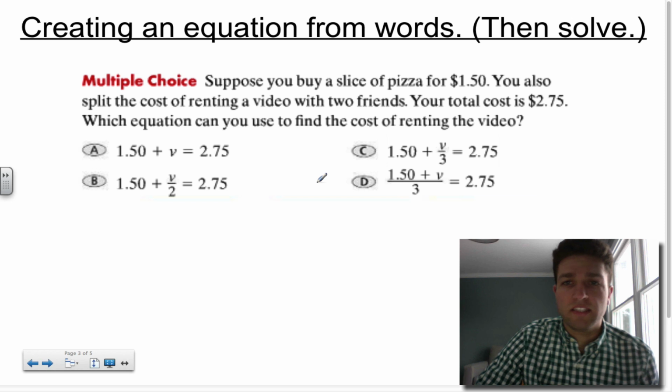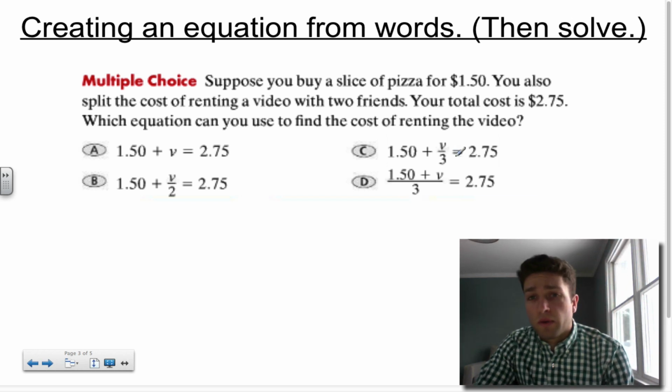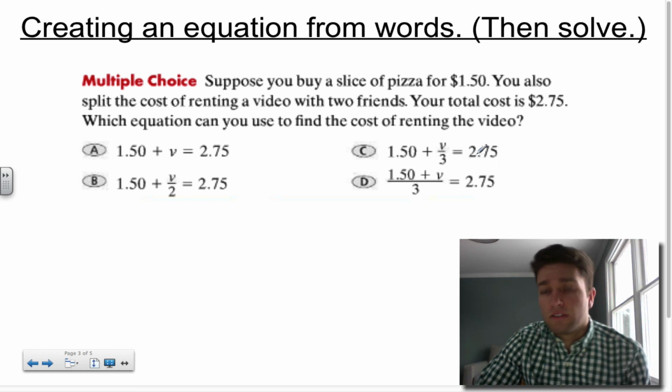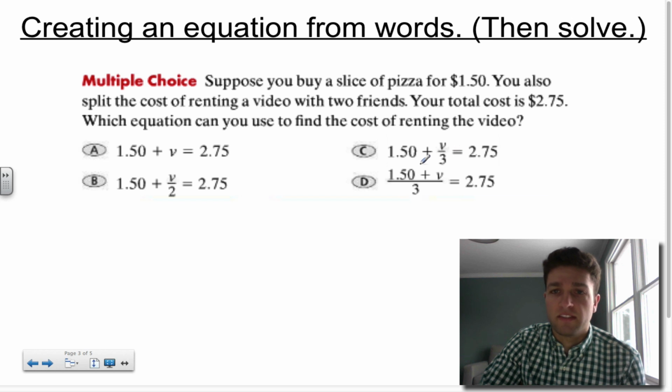Suppose you buy a slice of pizza for $1.50. You also split the cost of renting a video with 2 friends. Your total cost is $2.75. Which equation can you use to find the cost of renting the video?